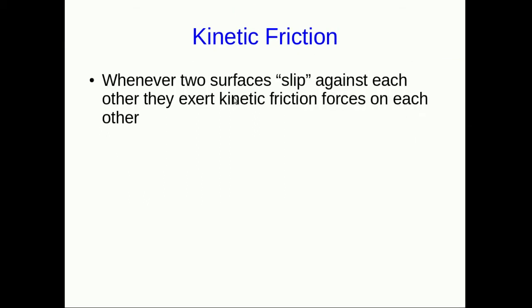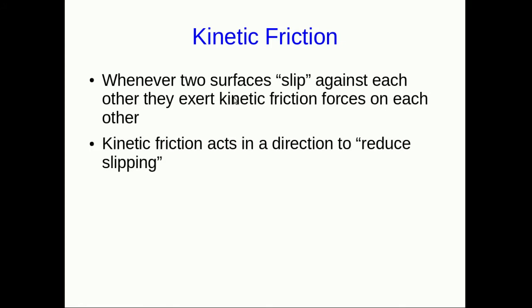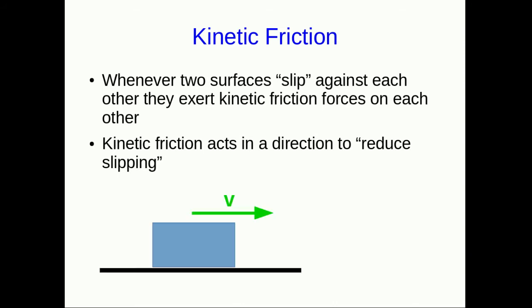Whenever two objects are in contact and they're slipping against each other, they'll each exert a kinetic friction on the other. And this kinetic friction will act in a direction that reduces the slipping. Now, you may have learned that kinetic friction always opposes the motion. And in simple cases, it does. But we'll see that that's not really accurate. But let's start with a simple case.